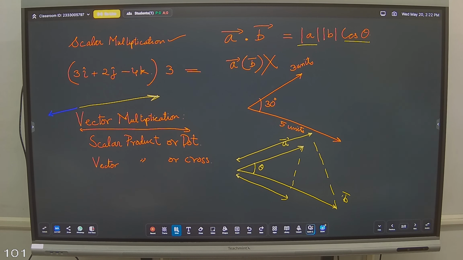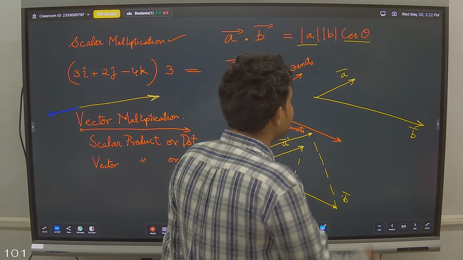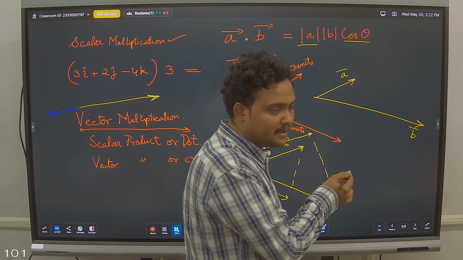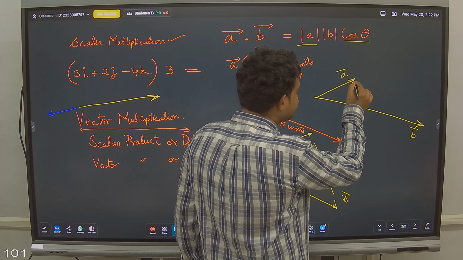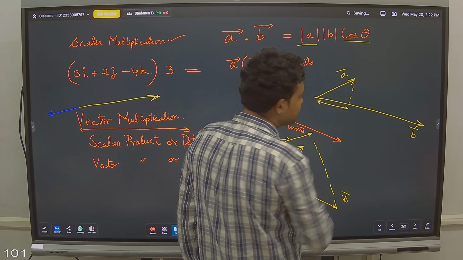So here I have taken A vector like this and B vector like this, right? To find the component of A along B, I have to drop a perpendicular from A onto B. This is the component of A along B, correct? The component of A along B, which is mod A cos theta, times the magnitude of B, which is mod A mod B cos theta, is the scalar product.